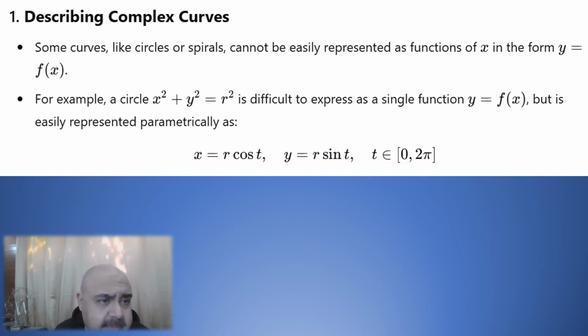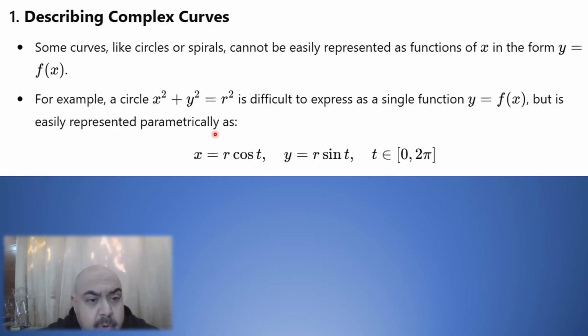If I start by describing complex curves, as I told you, some curves like circles or spirals can't be easily represented as y as a function of x. This is what I've just explained to you in the previous slide. This is a very good example considering this circle: x squared plus y squared equals r squared. It's difficult to express as a single function y equals f of x. Once you try to do so, it's going to be y equals the square root of r squared minus x squared, and if you are taking the root, it's going to be positive or negative.